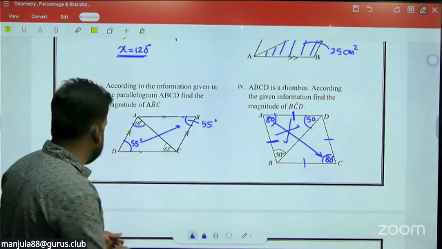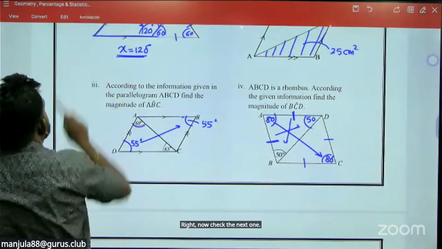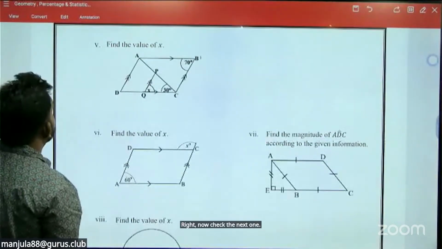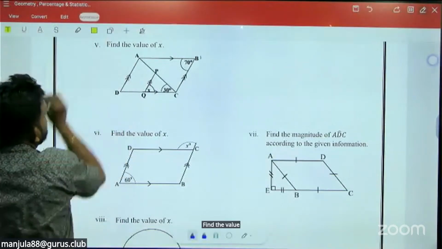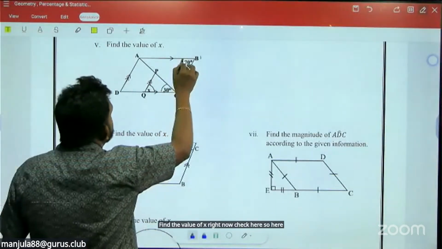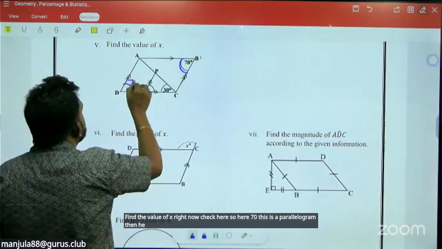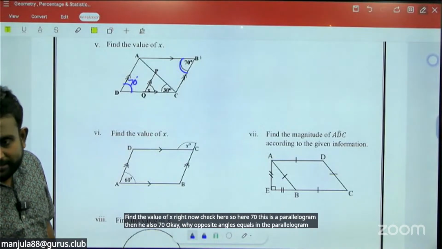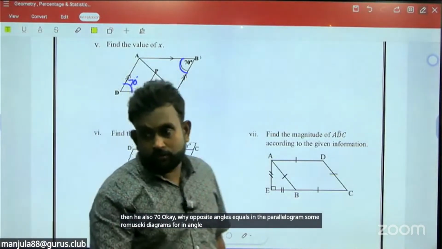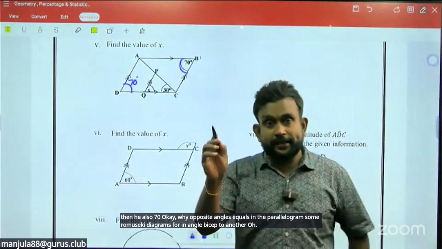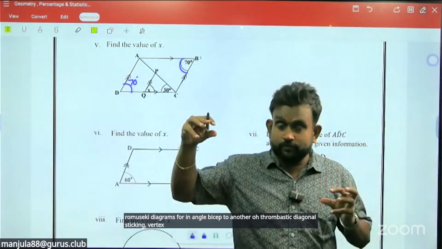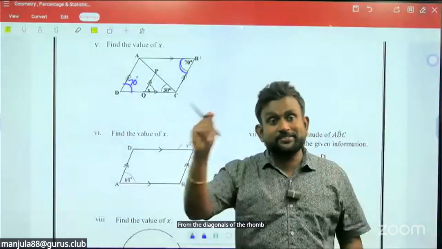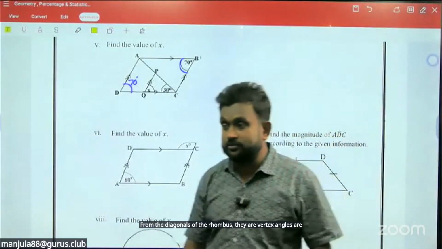Right. Now check the next one. Find the value of x. Now check here. So here 70. This is a parallelogram. Then here also 70. Why? Opposite angles are equal in the parallelogram. In a rhombus, the diagonals bisect the vertex angles. From the diagonals of the rhombus, their vertex angles are bisected. That happens in the rhombus.